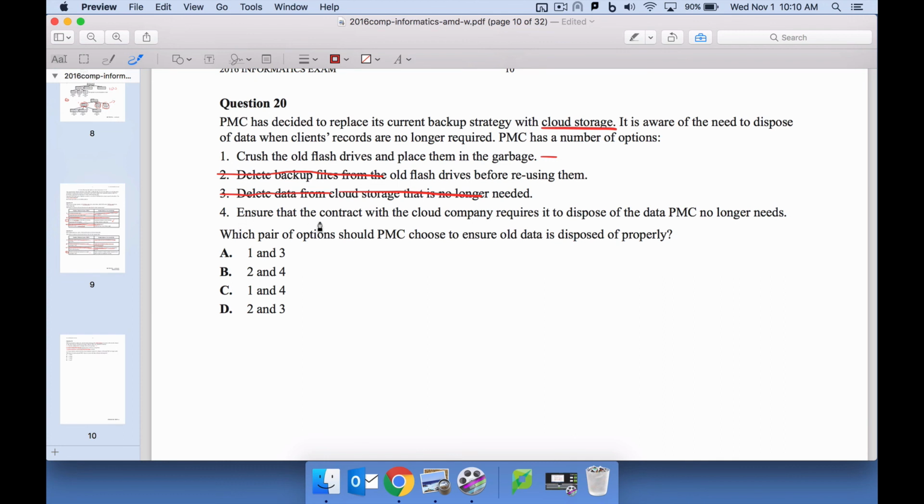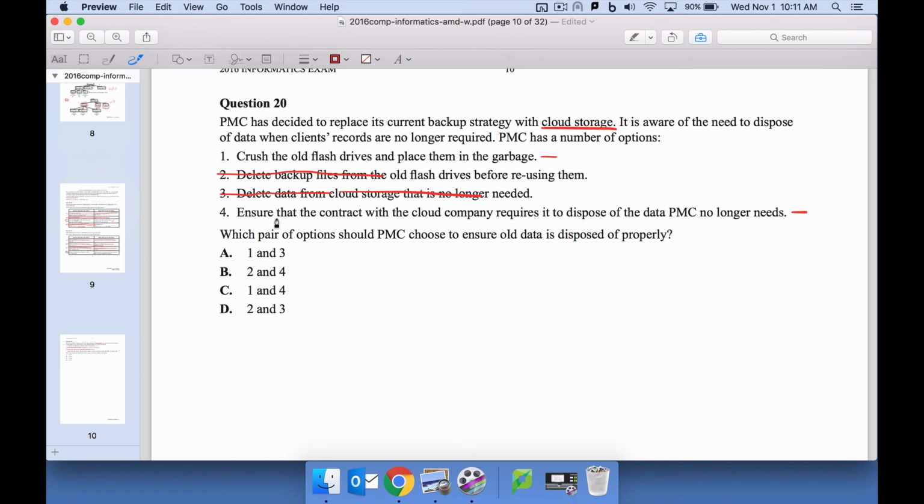Number 4, ensure that the contract with the cloud company requires it to dispose of the data PMC no longer needs. So that sounds pretty sensible. I would say probably 1 and 4 are the most sensible here of these 4 options. Number 1, if we're physically crushing the drives, then it's practically impossible to restore that data from those drives. So the question is, which pair of options should PMC choose to ensure old data is disposed of properly?